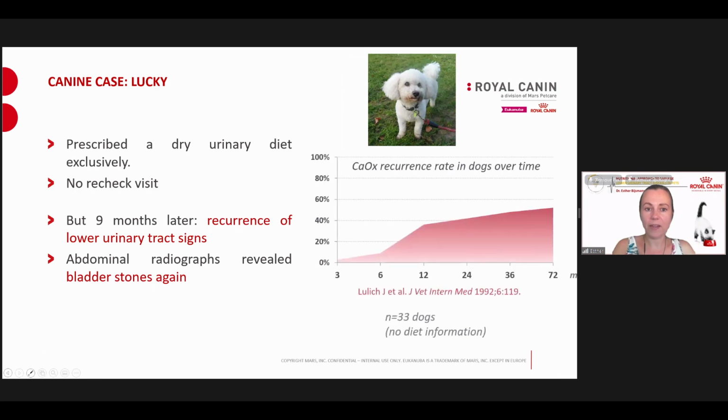And this is not uncommon. This is a study published from 1992. There was no diet information included in the study, but you can see that the recurrence rate in dogs over time is incredibly high. At a year time point, almost 40% of dogs can have recurrence. And of course, you can decrease this risk with the urinary diet, but you might not completely be able to take it away.